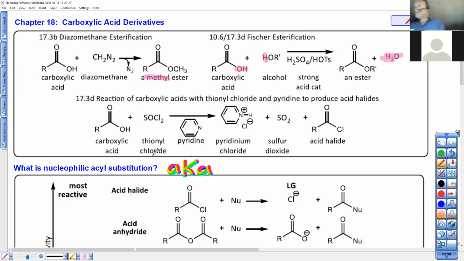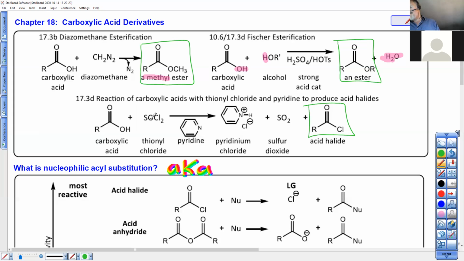And we've also looked at very recently the reaction of carboxylic acids with thionyl chloride and pyridine to produce acid halides. These are all carboxylic acid derivatives. Methyl esters, other esters, and acid halides. So you might be getting an idea that you think you know what a carboxylic acid derivative is. You're thinking it has to have a carbonyl. You would be partially correct, but also incorrect when we see a carboxylic acid derivative that does not even have a carbonyl. We'll get to what a real carboxylic acid derivative is shortly.